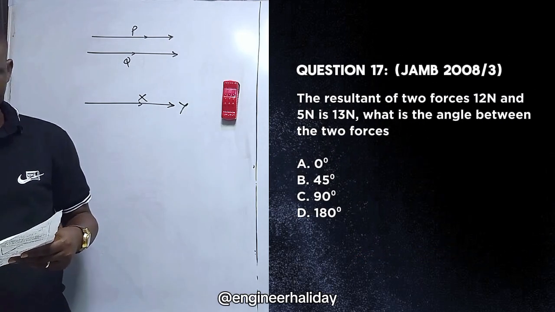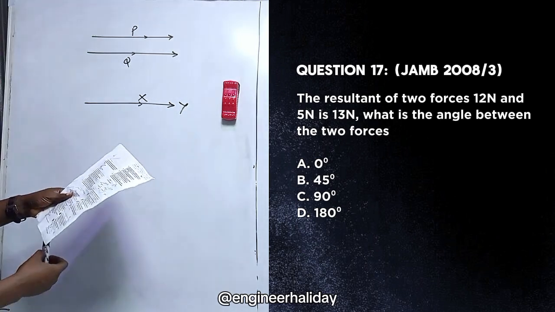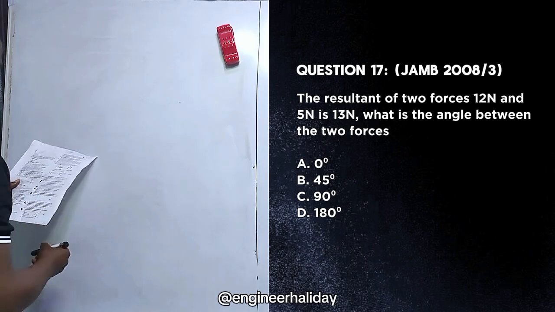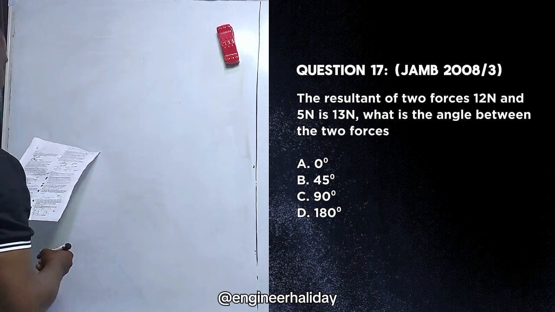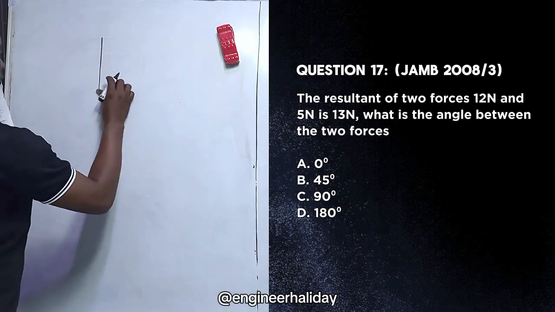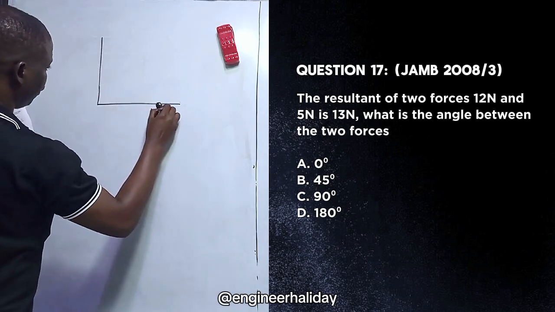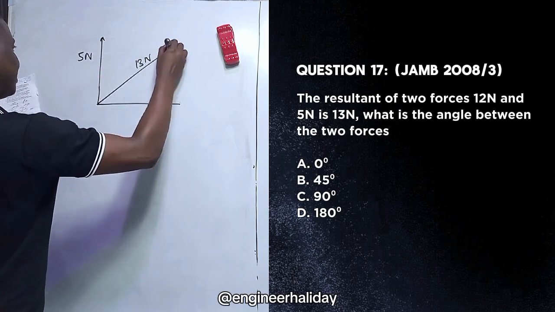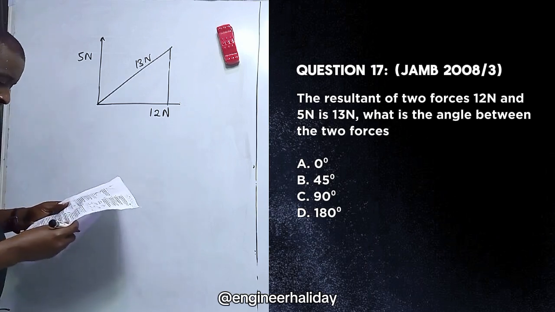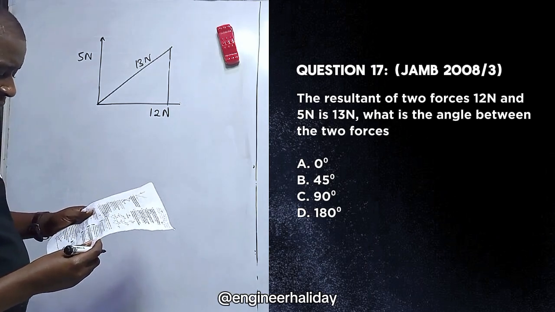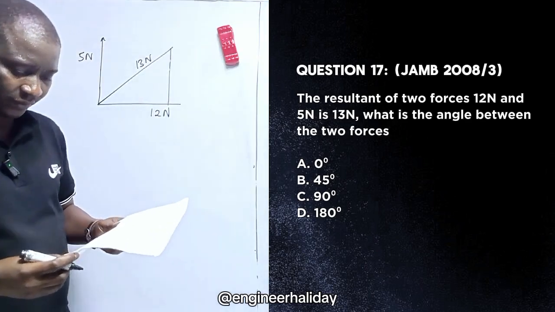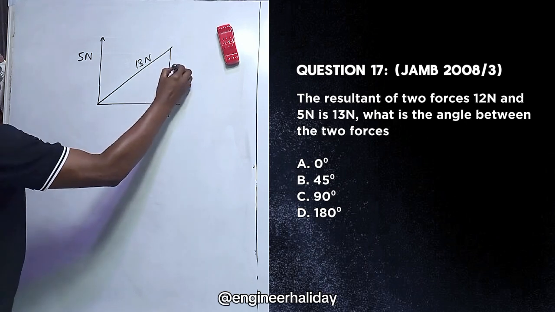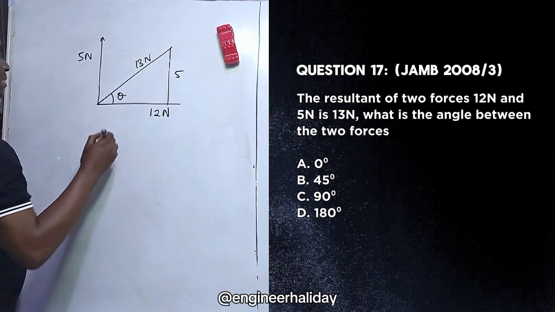Number 17 says what? The resultant of two forces, 12 Newton and 5 Newton, is 13. Yes, they told us like that. Now it says, what is the angle between the two forces? For us to calculate the angle between the two forces, we don't know it, so let's say this angle is theta.